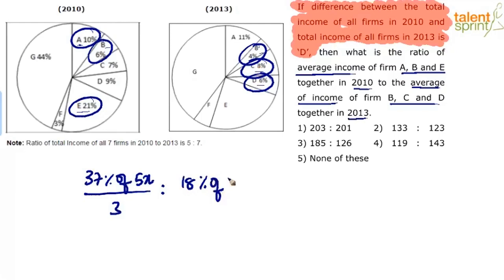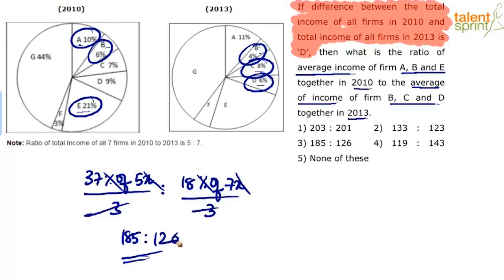18% of 7x divided by 3. Simplify, no? 3 and 3 anyway get cancelled. Percentage gets cancelled. X gets cancelled. So 37 5s is 180 plus 35. Sorry, 150 plus 35, 185. 185 is to 18 7s. 18 7s is 126. That's your answer, 185 is to 126. Option 3. Right? Simple one. Very simple compared to the previous question.